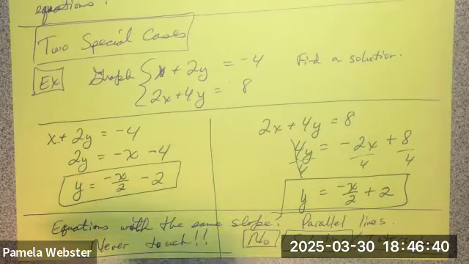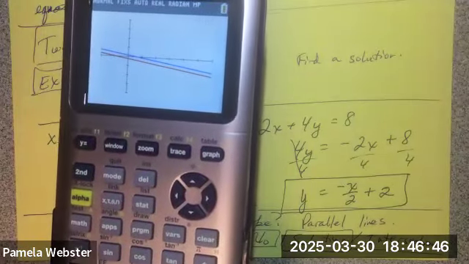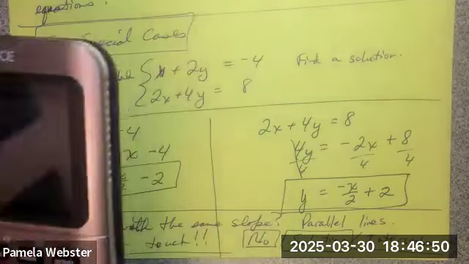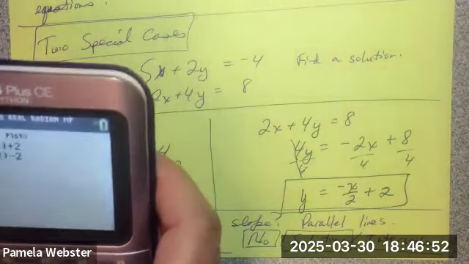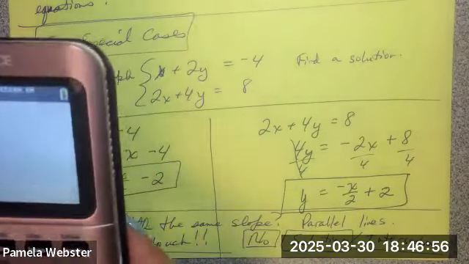Now, why do I say these y-intercepts are different? Because what would have happened if they had been the same y-intercept? What if they were both, let's say, y equals blah, blah, blah, blah, blah, minus 2?